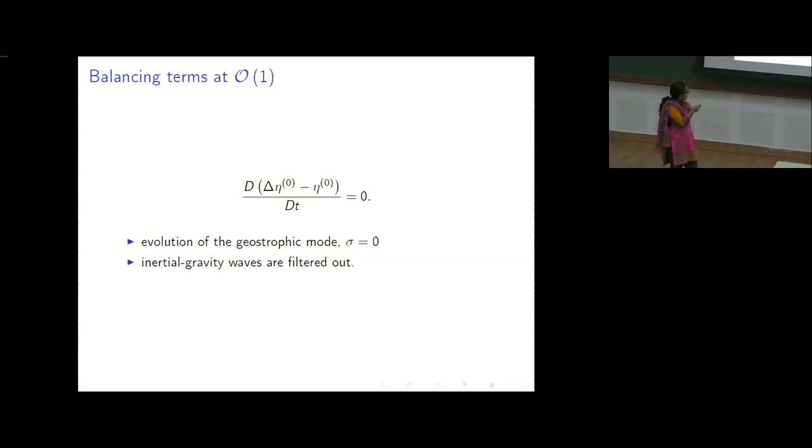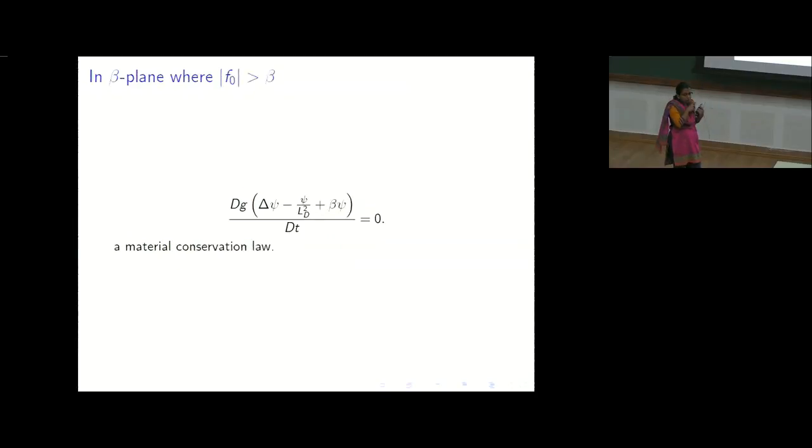This is only for the sigma equal to 0 mode, and in this I have assumed the F-plane approximation. You can do it in a beta plane also. Here I am considering a beta plane away from the equator, so there should be a modulus of beta y actually. This f naught is still large enough, so even if you vary beta y a little bit, it doesn't change anything much.